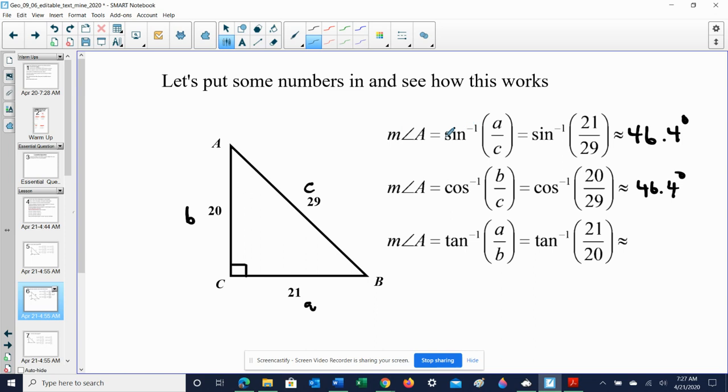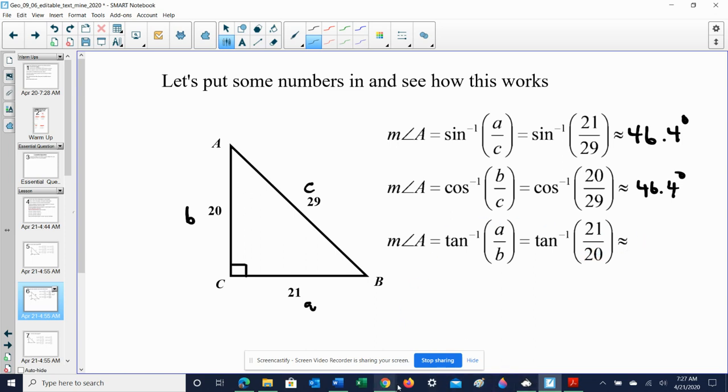So what I'm showing you now is just that it works for all of these functions. Tangent. Do you think we're going to get 46.4 degrees if we do it with the tangent? Well, what's the tangent of angle A? Tangent is opposite over adjacent, A over B, 21 over 20.